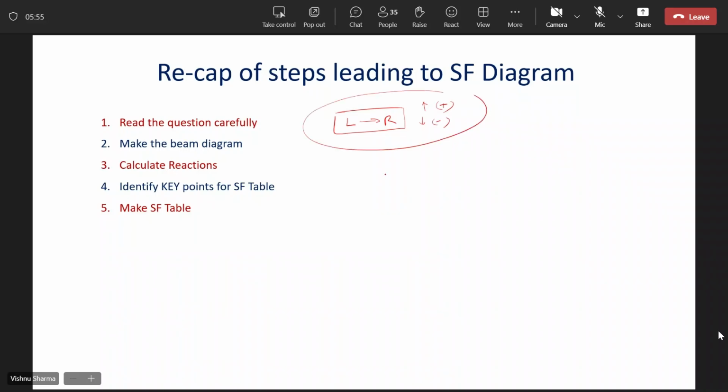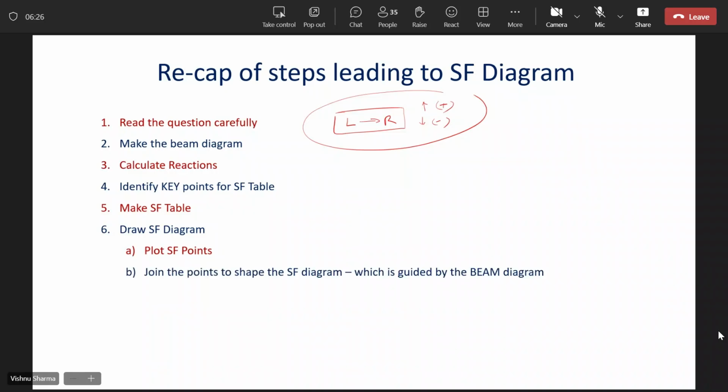Needless to repeat, if in some situation I have to go from right to left and it makes my calculation easier, then these signs will stand reversed. Once the SF table is made, you'll decide on the scale of your SF diagram and then plot the SF points that you have obtained in the table, and then the points need to be joined in correct order.